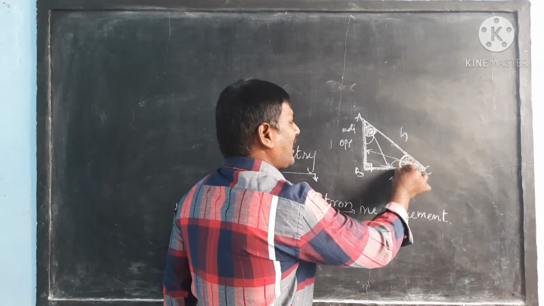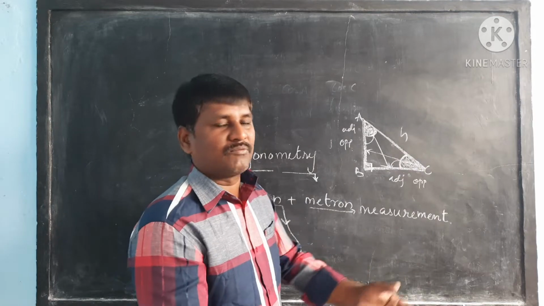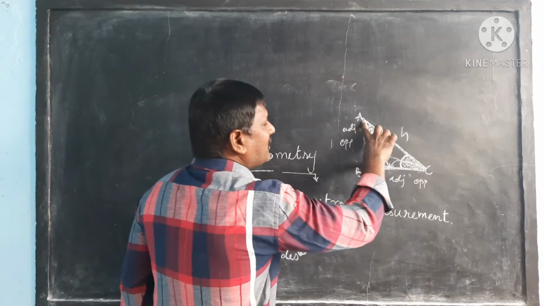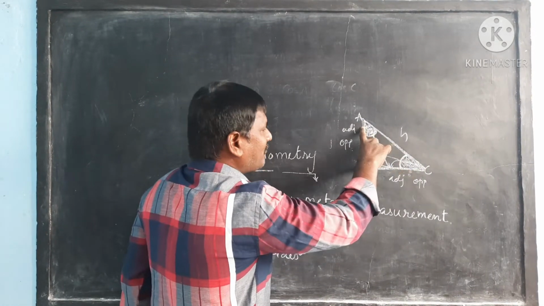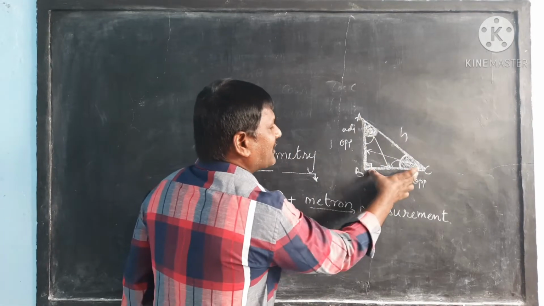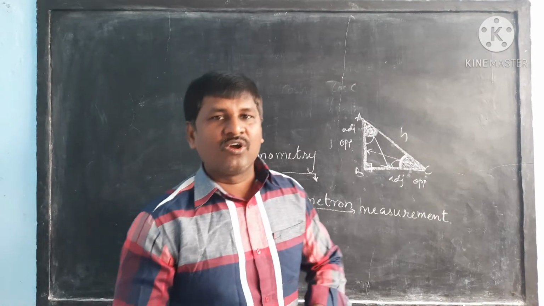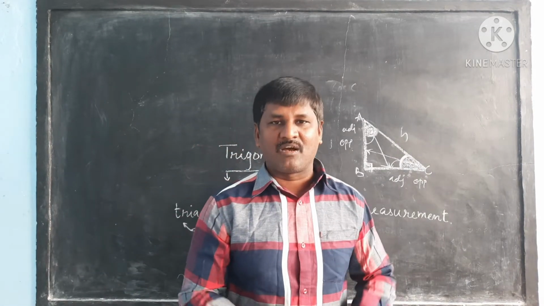According to the referring angle A or C, the opposite and adjacent sides change. AB is opposite to C, but AB is adjacent to angle A. BC is opposite to angle A, but BC is adjacent to angle C. This is the concept. Now we are going to use it in the trigonometry chapter.